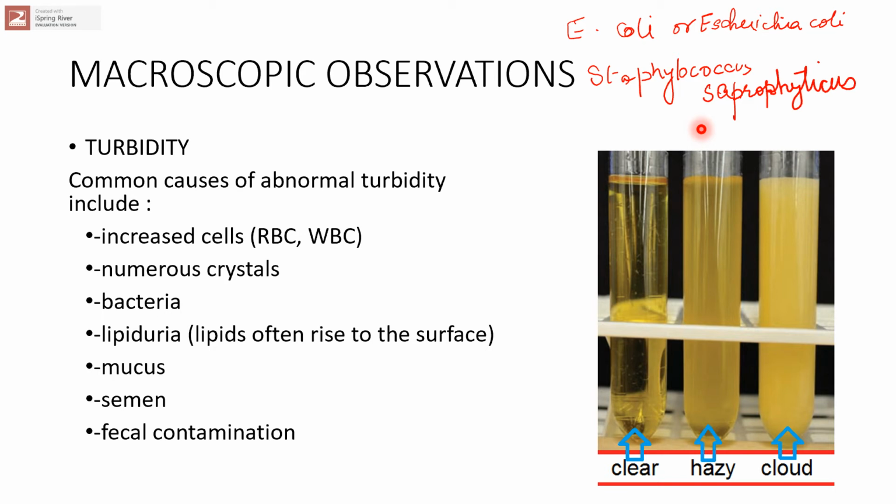The other types of infection that can cause any change in turbidity are pyelonephritis, which is the inflammation or swelling in the kidneys caused by E. coli or other bacterial infection. Sometimes the lower urinary infection spreads to the kidney, which can cause pyelonephritis. And then you have cystitis.